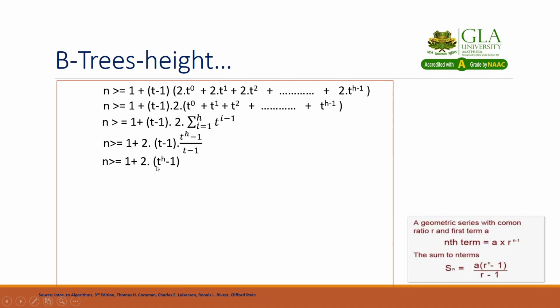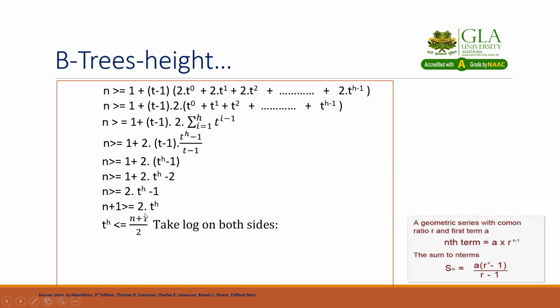Now 1 plus 2 into t to power h minus 1 upon t minus 1, and t minus 1 and t minus 1 will be cancelled. Now multiply 2 in both terms, t to power h and minus 1, so we get 2 into t to power h minus 2. Then we find 2 t to power h minus 2 plus 1, so it will give you minus 1. Minus 1 we will bring to the other side, so it will be n plus 1 greater than or equal to 2 into t to power h. Now it can be represented as t to power h is less than or equal to n plus 1 divided by 2.